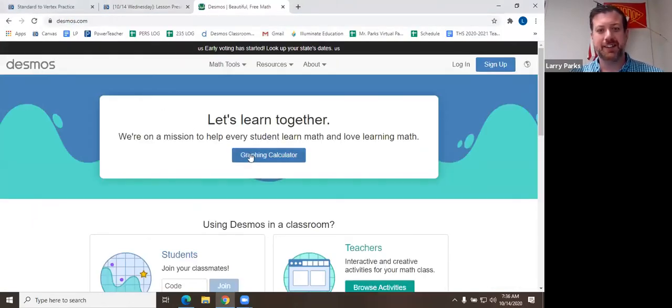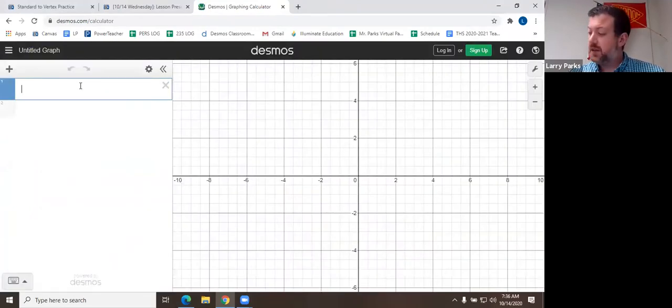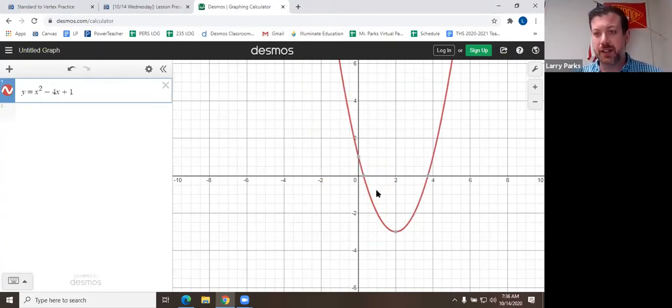All right, let's go. My function was y equals x squared minus 4x plus 1. So I go over here, notice it opens up just like I told you it would. The vertex is 2, -3. That's exactly what I wrote down. And also notice I said the y-intercept is 1.